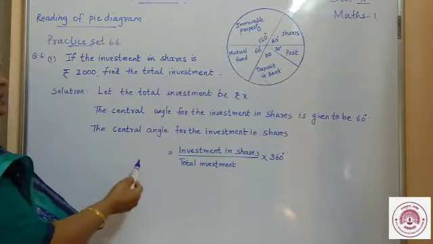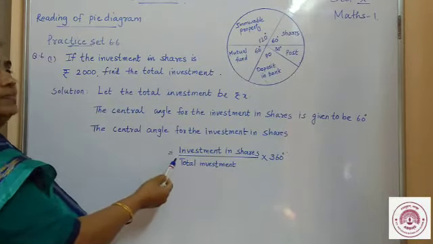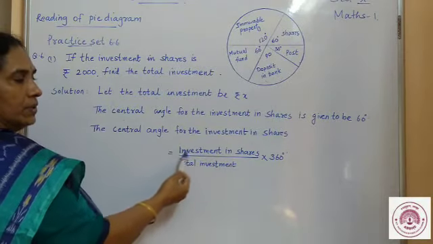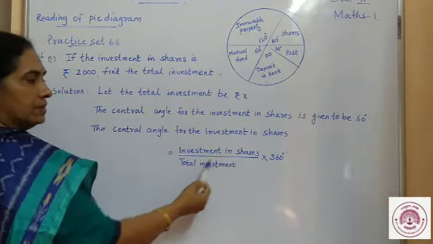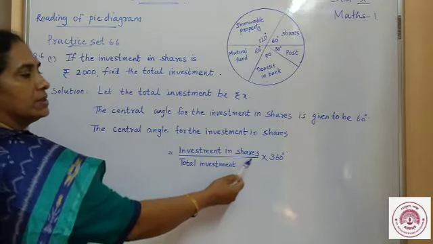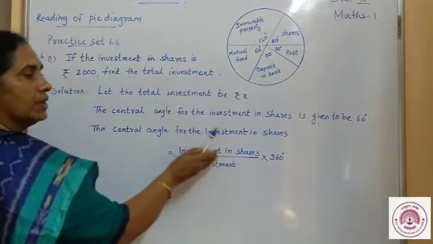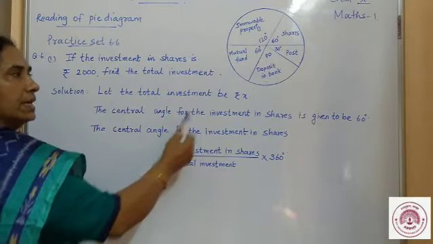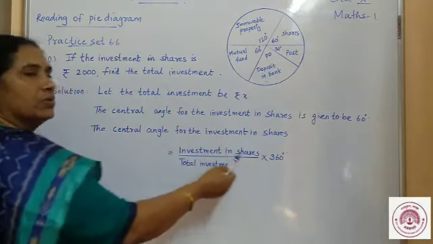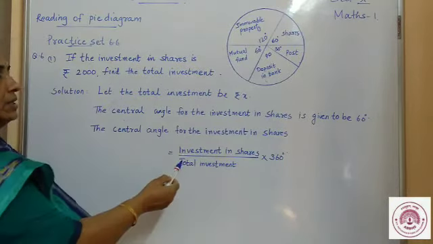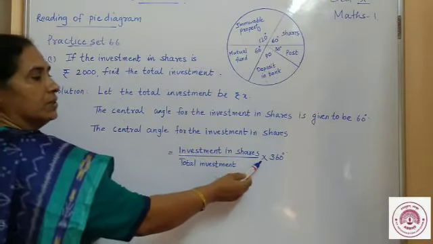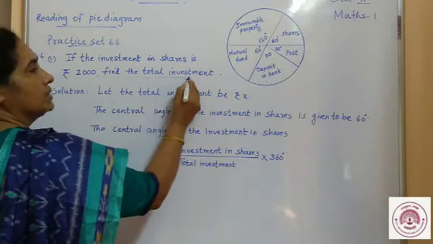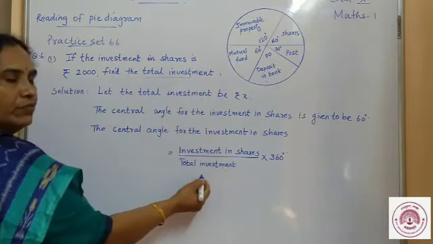And you know the formula, the central angle for each component is equal to investment in shares divided by total investment into 360. So here we are using this formula. Central angle for the investment in shares is equal to investment in shares upon total investment into 360. Here we have to find out the total investment. It is not given, we have to find out.